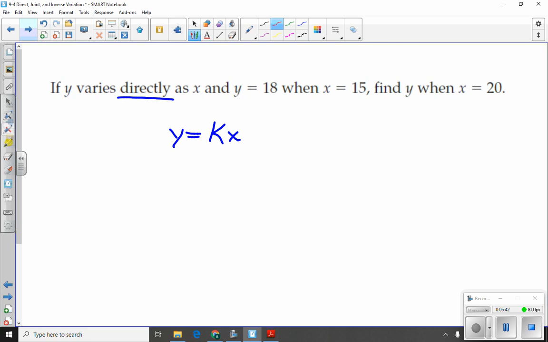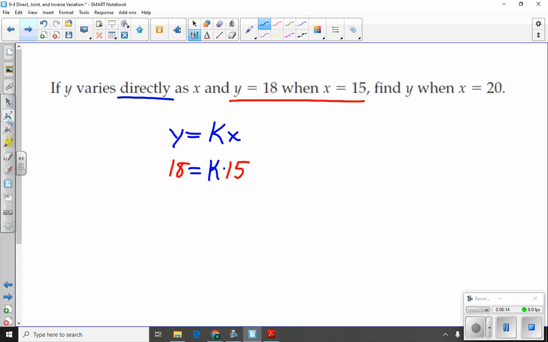Next, I need to find out where I have both x and y, when I have two of the three variables. Now, they didn't give me the k, but I know that 18 is a y when x is 15. So 18 equals k times 15. Now, you can solve this with a proportion, but with different varies directly, varies inversely, varies jointly, it's just easier to solve for k first.